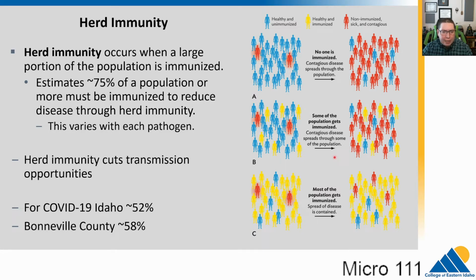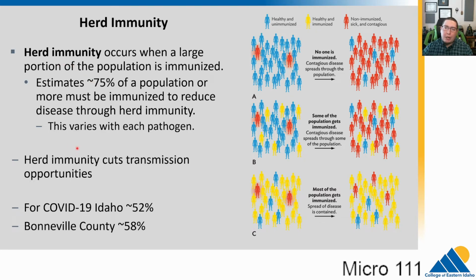Okay, so how do we protect those newborns? Well, hopefully we can do it through a process that we call herd immunity. And this can protect not just newborns, but also people who are unable to get vaccinations or immunizations due to various reasons, or people who are immune compromised. Herd immunity is when a large portion of the population is immunized, it will actually protect unimmunized people because it cuts routes of transmission. Most estimates put this at about 75% of the population needing to be immunized for this to work. It's going to vary by pathogen and transmission route.